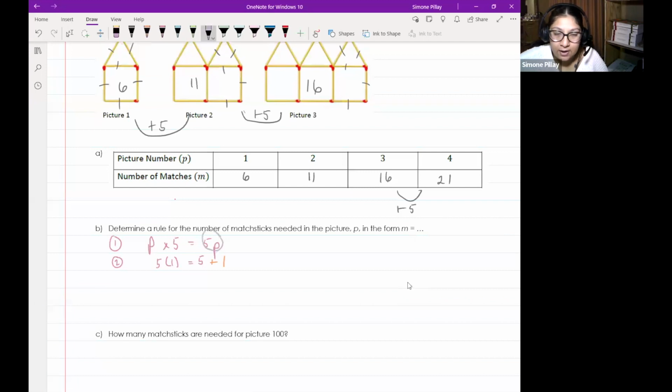100%. So we have 5P from the first step. From the second step, we got that we needed to plus 1. And now, if we look at step number 3, can you give me my final equation? What is it going to be from start to finish? Something equals something, something, something.